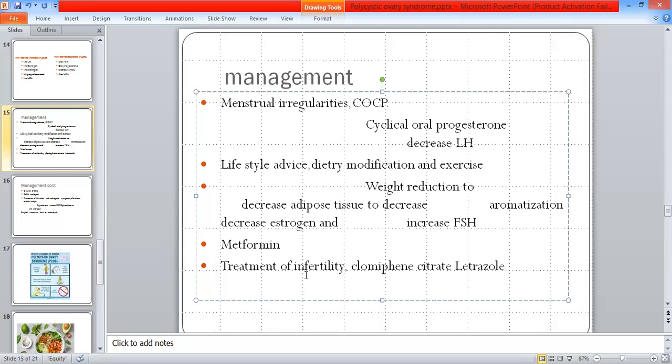So we are inducing ovulation in these patients with clomiphene citrate. And the second drug is letrozole. Letrozole is an aromatase inhibitor, and clomiphene citrate causes ovulation induction in patients with infertility. And these drugs have their own side effects, like clomiphene citrate will cause ovarian cyst formation and hyperstimulation of the ovary.